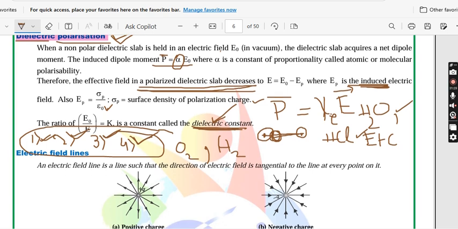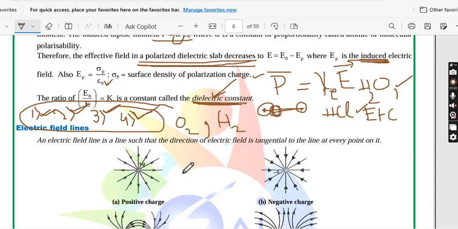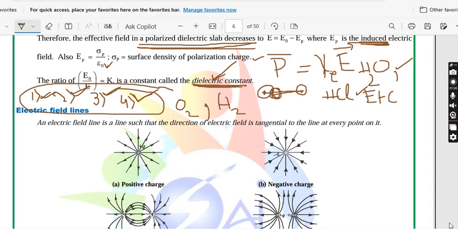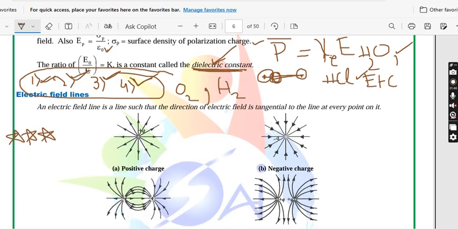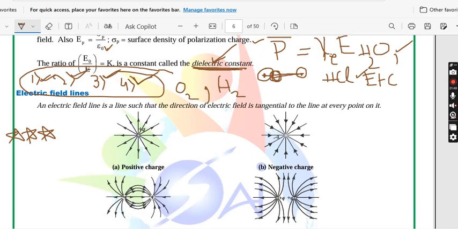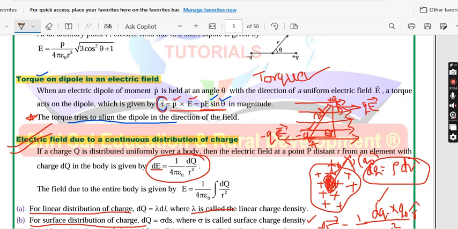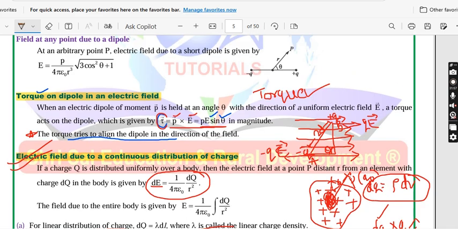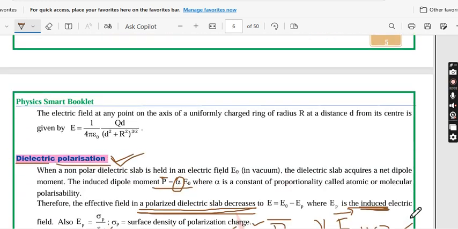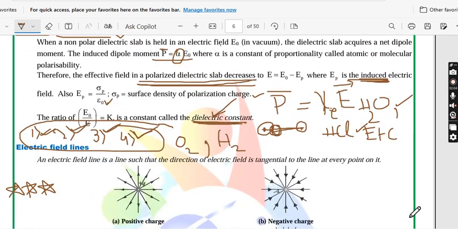So let us stop here. I'm going to wind up the session. In tomorrow's class, I'm going to discuss electric field lines. It's a very important concept. So in the next session, let us discuss electric field lines. I hope the electric field due to a continuous distribution of charge, torque on a dipole in an electric field, and also dielectric polarization are clear to you guys.